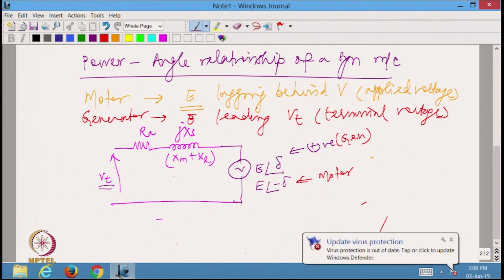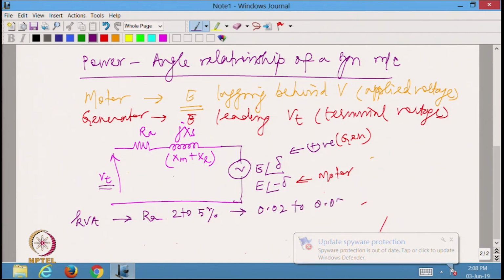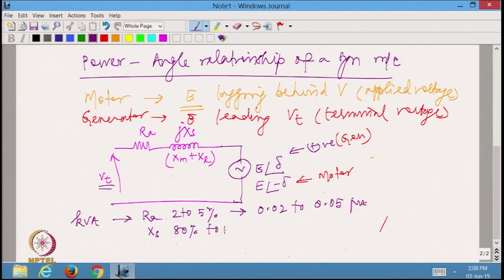Normal values, if you look at, even for a kVA rated synchronous machine, I am normally going to have RA about 2 to 5%. What I mean is 0.02 to 0.05 per unit is the normal resistance value. And XS will be anywhere between 80 to 100%. Please note, this is very high because XM is also part of this XS.